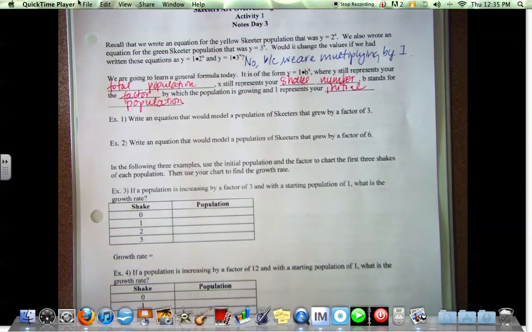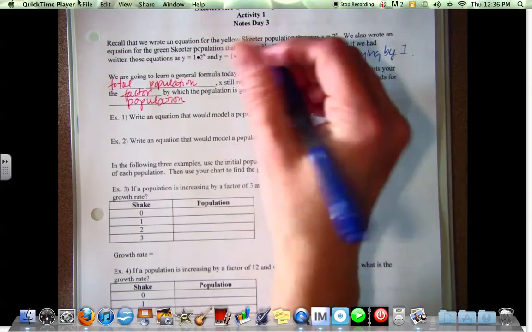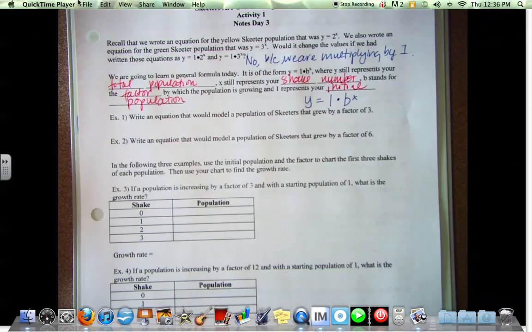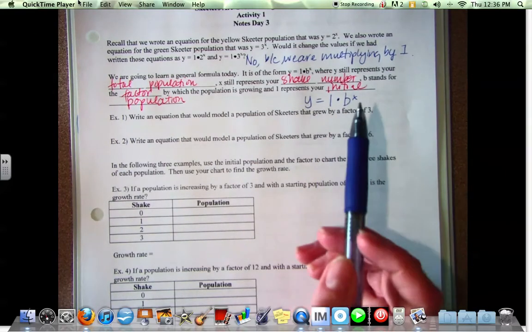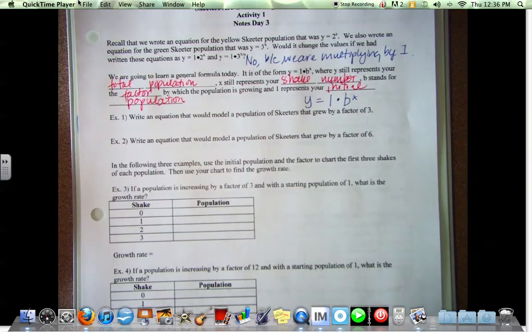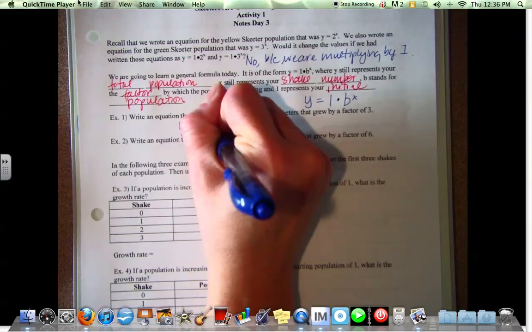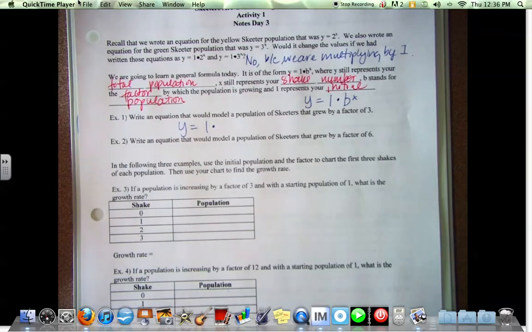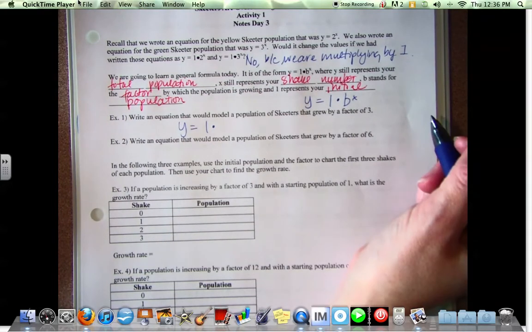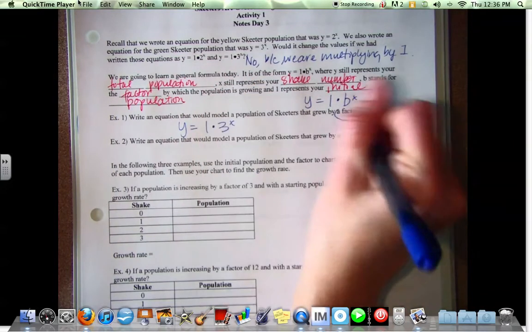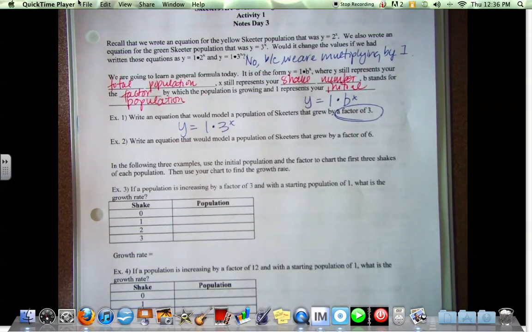Example 1, write an equation that would model a population of skeeters that grew by a factor of 3. So we're using the form y equals 1 times b to the x. When we're writing equations, we leave the y alone and leave the x alone. When we're just writing an equation, we're not solving for it. So what we need to put in is the factor. So y equals 1 times, what's our factor? 3. To the x. It's a factor of 3, so we put it in for b.